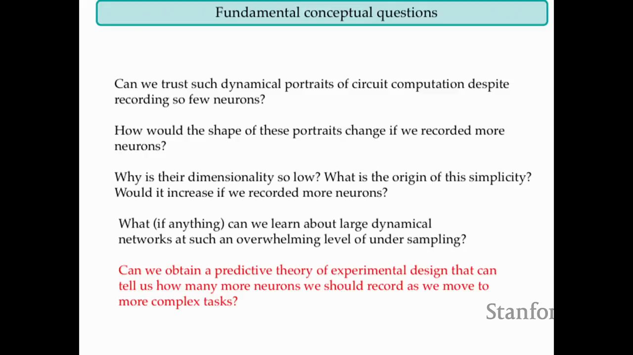Why is their dimensionality so low? What is the origin of the simplicity? Would it increase if we recorded more neurons? And more generally, what, if anything at all, can we learn about large dynamical networks at such an overwhelming level of undersampling? And so basically, can we obtain a predictive theory of experimental design that can tell us how many neurons we should record as a function of the complexity of the task or something like that? Okay.